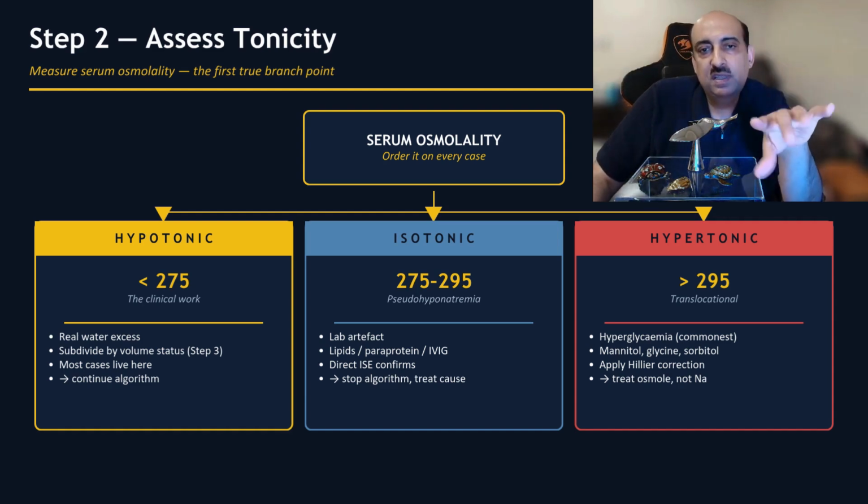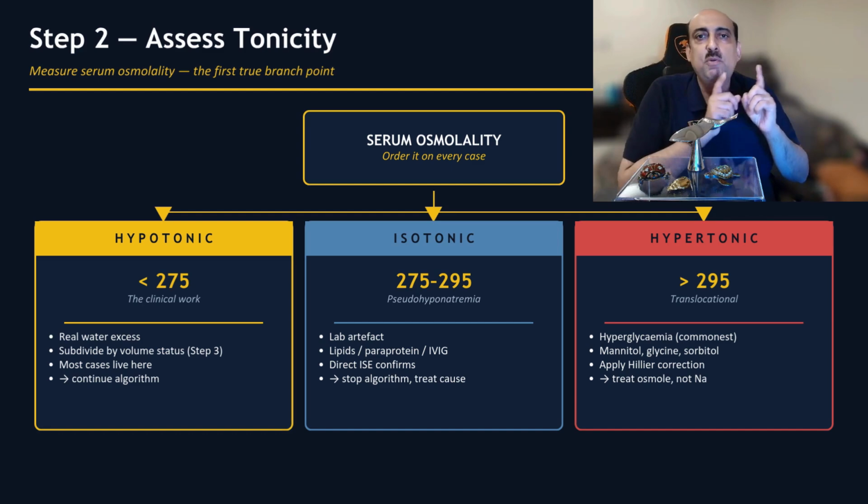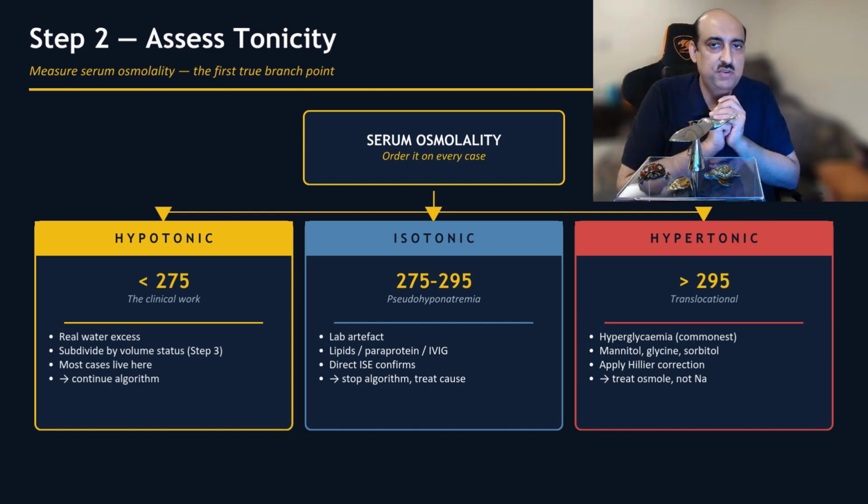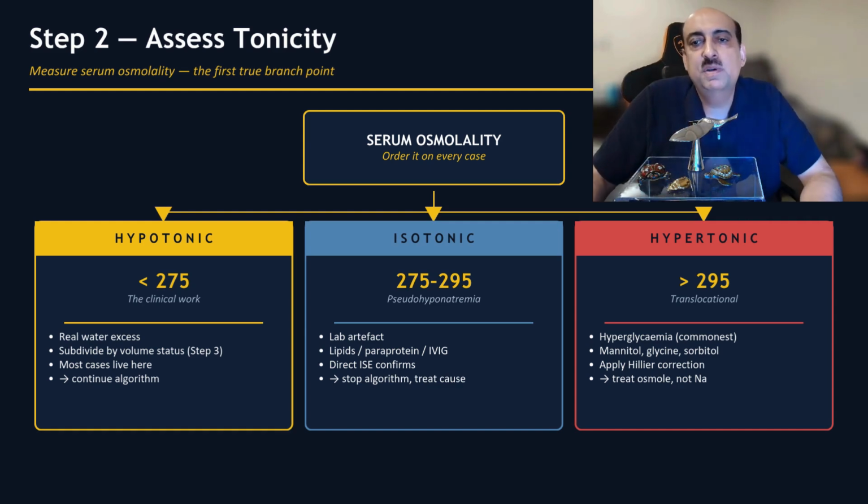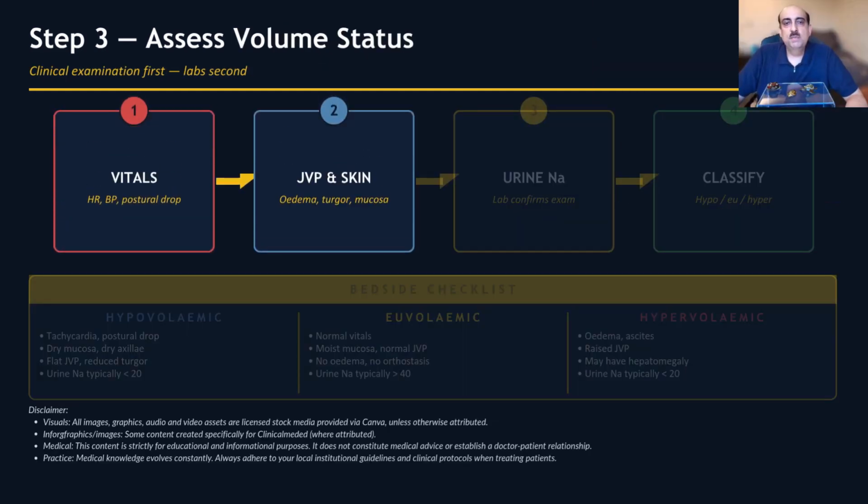Now, once you have done this step number 2 and you confirm that it's hypotonic hyponatremia, which is the true hyponatremia, then you proceed to step number 3. Step 3, assessment of the volume status. Clinical examination first and every time. 4 assessments in a sequence. First of all, vital signs, heart rate and blood pressure, and most importantly, postural drop in blood pressure, which is for orthostatic hypotension. And remember, tachycardia and orthostasis will point towards hypovolemia.